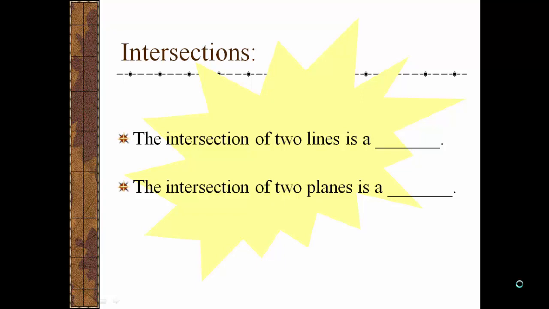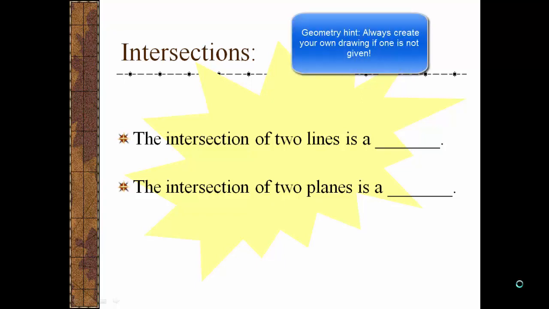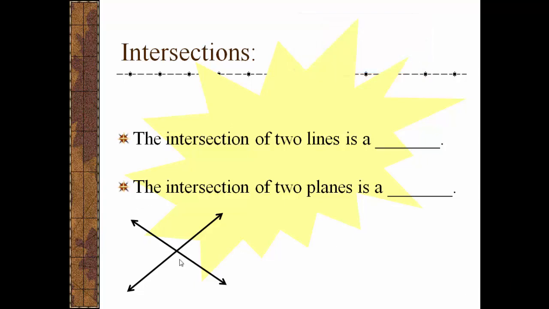The intersection of two lines is a blank. Anytime in geometry you are not given a drawing, I suggest always creating your own drawing. So all you need to do is draw two lines intersecting. How would you describe this intersection right here? Well, using one of our undefined terms, we could call that a point. So the intersection of two lines is a point.